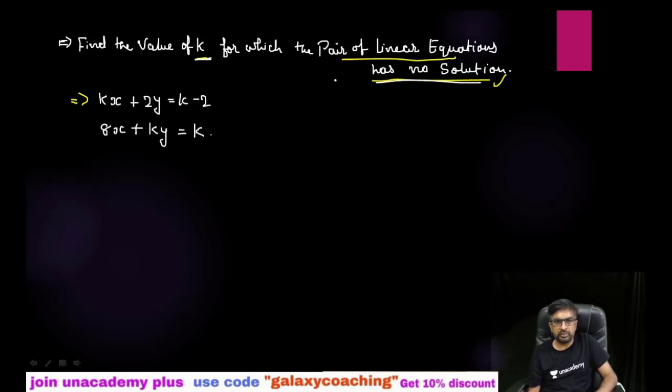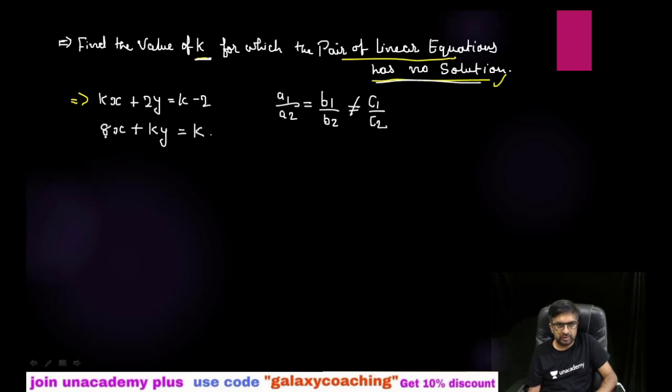Here no solution means parallel lines, and the condition for parallel lines is a1 upon a2 equals b1 upon b2, but is not equals to c1 upon c2. So we cannot use this not equal to c1 upon c2 to form an equation. So we cannot get the answer from this. We will get the value of k from this only.